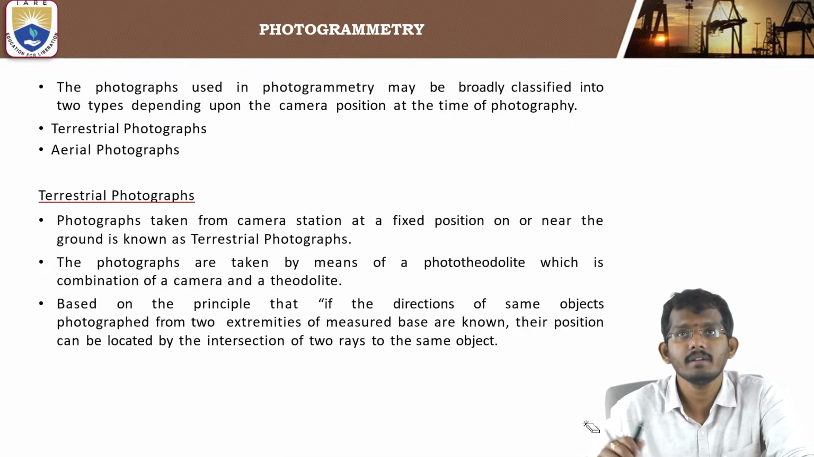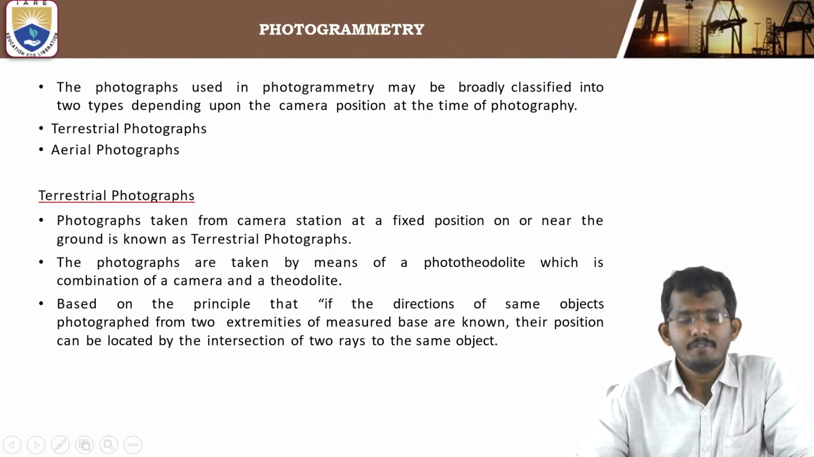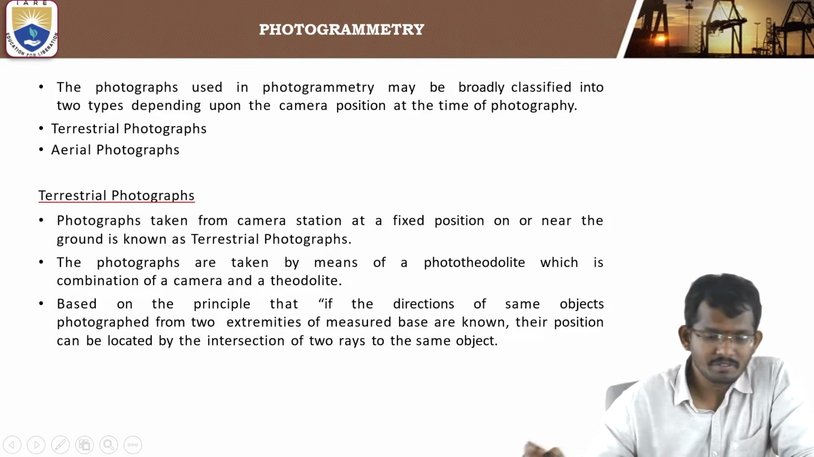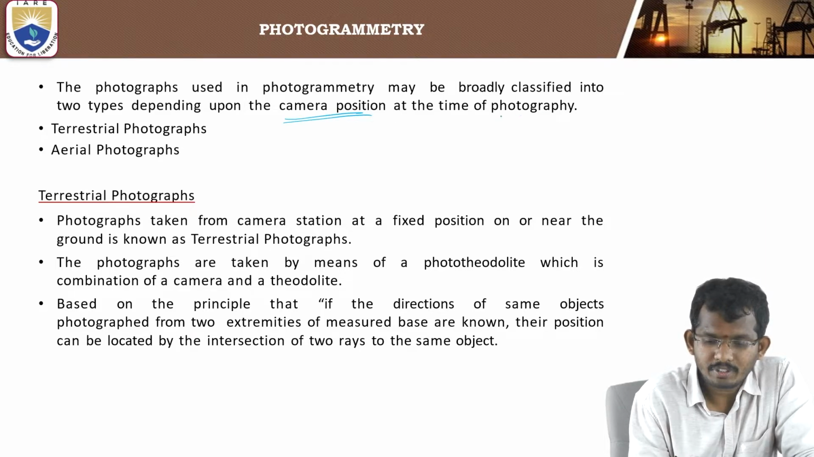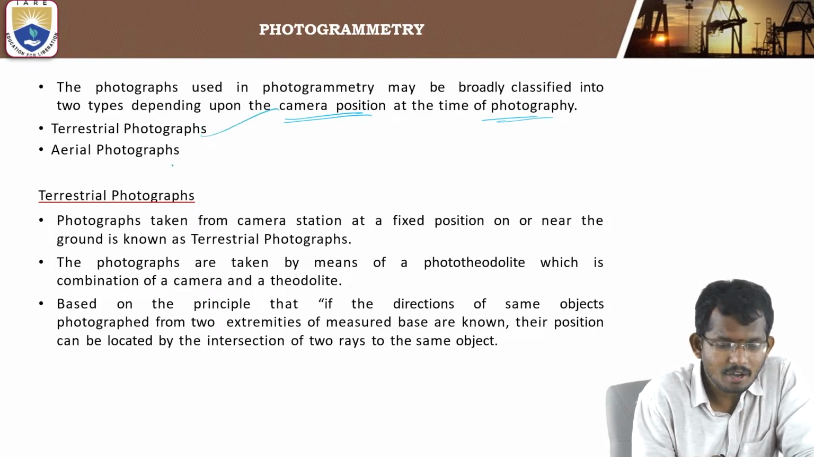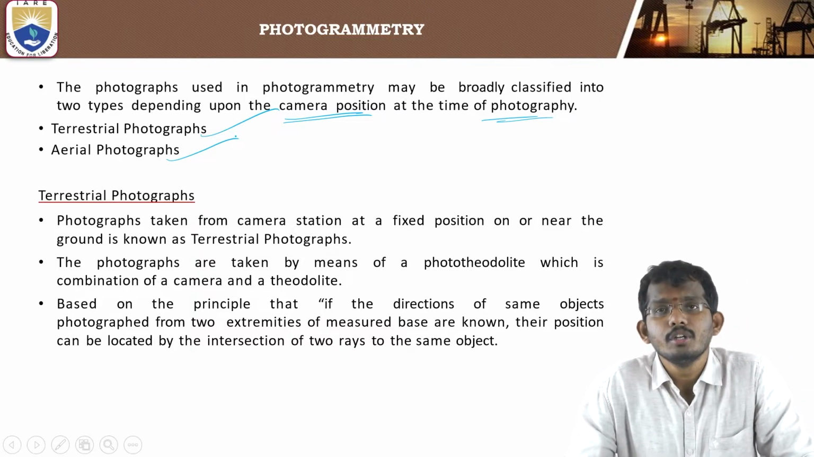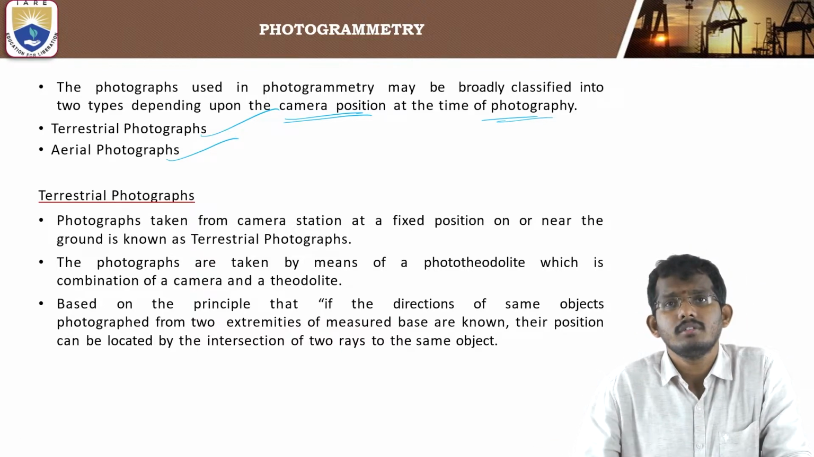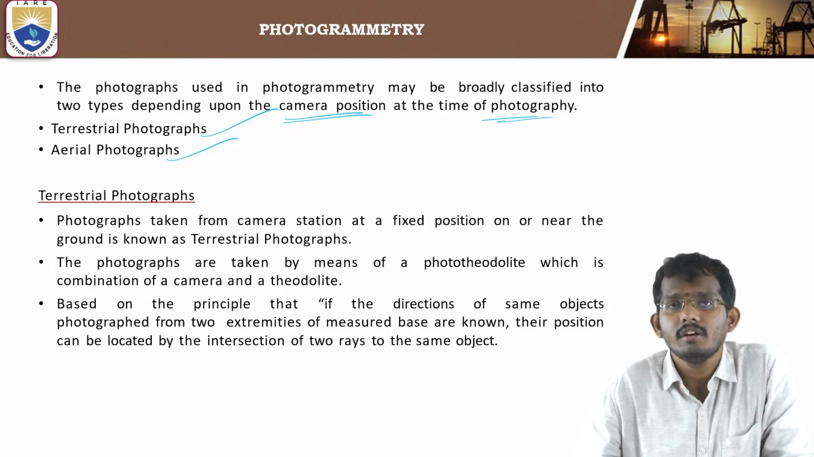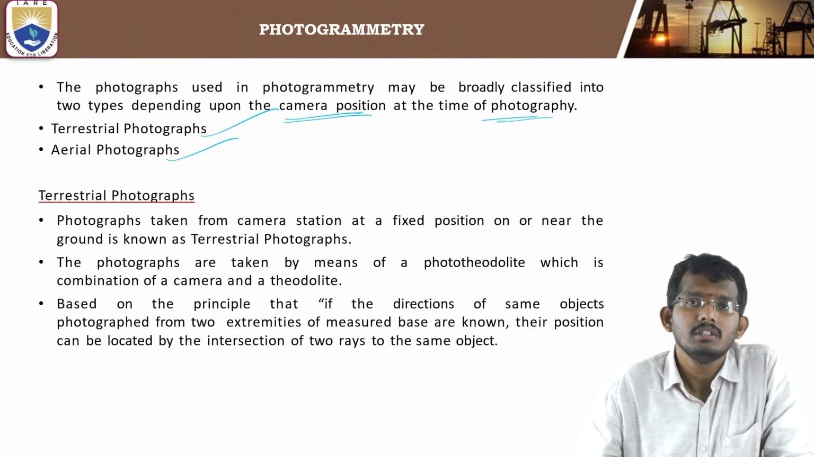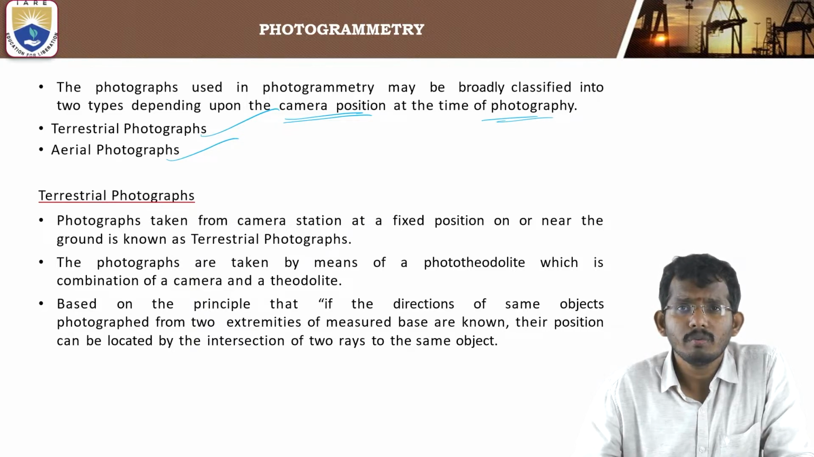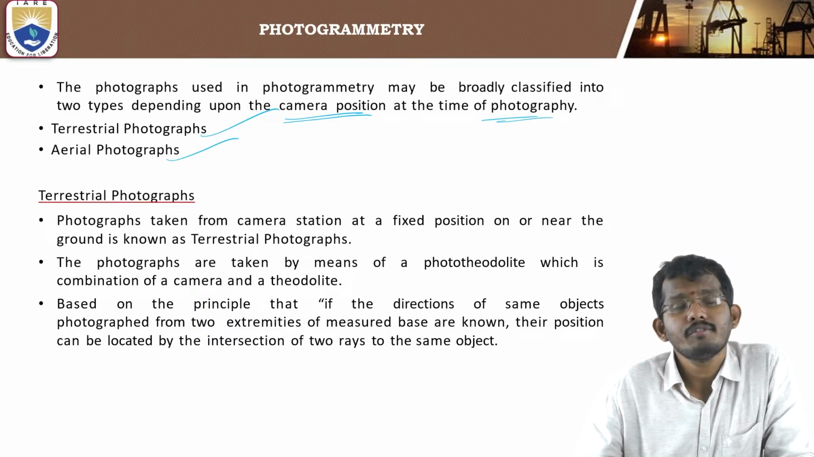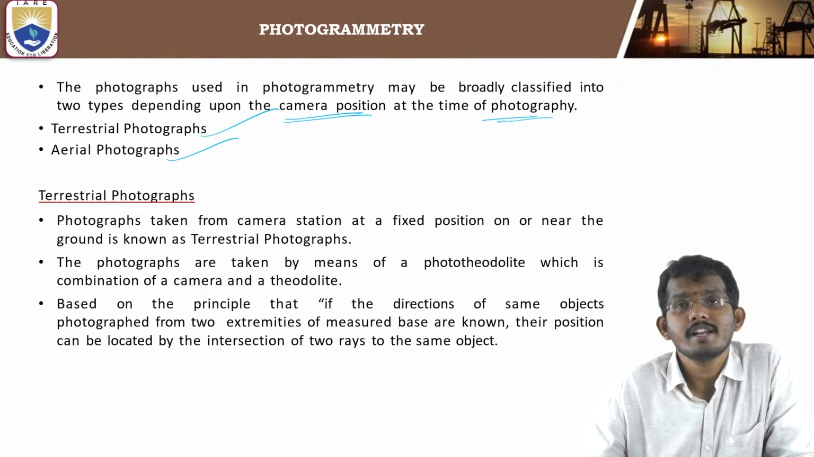So the next principles are there. The photographs used in photogrammetry may be broadly classified into two types depending upon the camera position at the time of photography. In photogrammetry, photo means light, gra means to draw, and metry means to measure. So in the presence of light, we draw and measure. Photogrammetry is of two types: one is aerial photogrammetry, one is terrestrial photogrammetry.